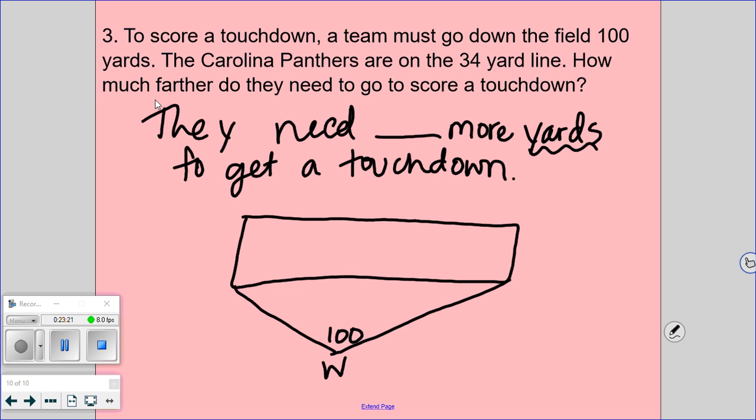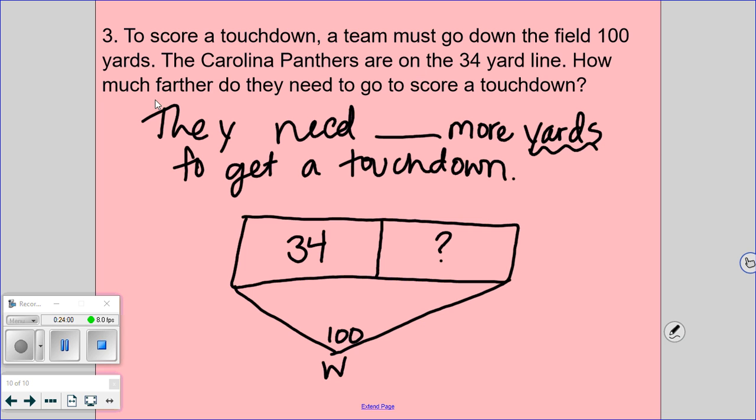That is how far they have to go. What else do I know? Dorian, what else do I know? That they ran. Awesome. So I know one part is going to be 34. That's how far they've already gone. Do I know how far they have to go? No, I don't know how far they need to go. That's my answer sentence. They need blank more yards.